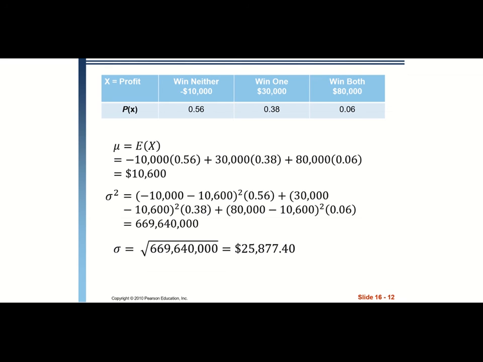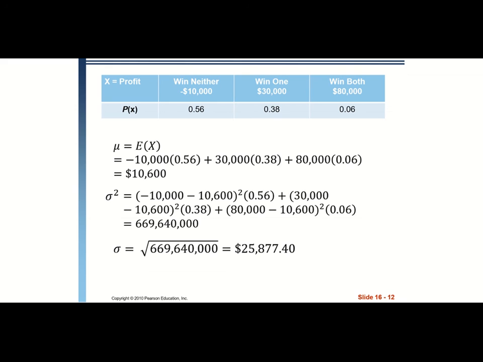Now the variance, this is the necessary step to finding standard deviation. You would get this huge number, 669,640,000. This is in square dollars. We don't really understand variance for that reason. It's always in square units, but again, it is necessary to find it on the way to standard deviation. Square root that number to get the standard deviation, $25,877.40.